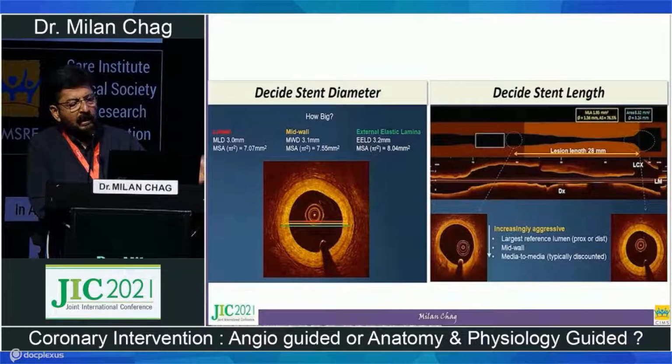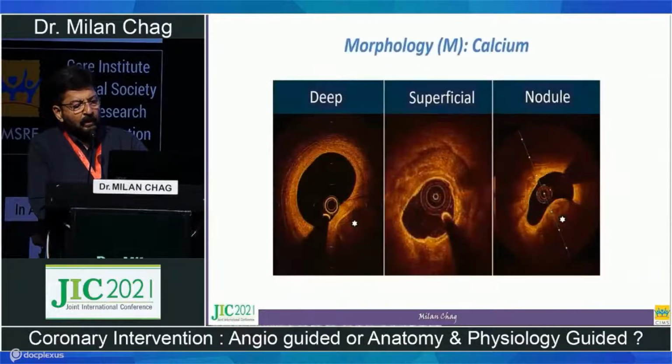So you can check the diameter of the lesion, you can measure the length of the lesion, you can check the calcium, whether it is a deep calcium like this, which can be tackled, lumen is good, you can do simple balloon angioplasty and stenting. If it is superficial, this is intima and calcium is here. This kind of calcium needs further treatment like intravascular lithotripsy or rotablation.